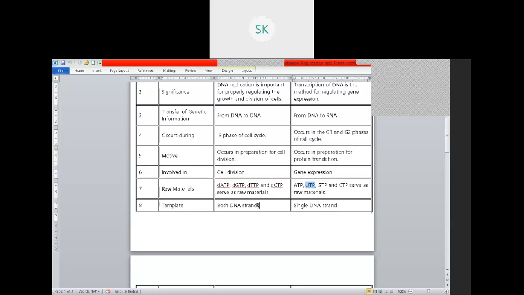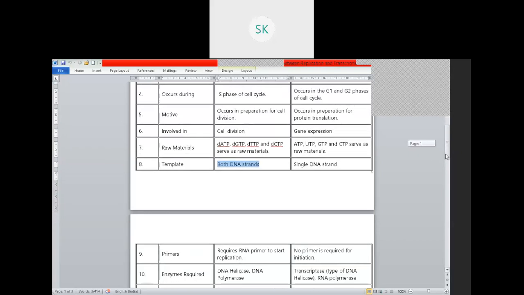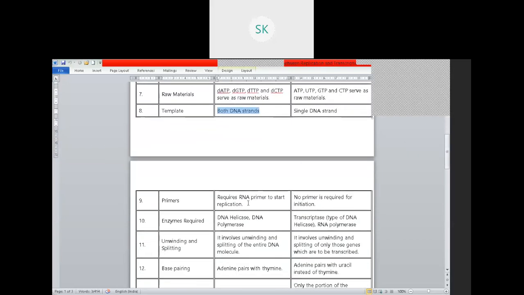And in the DNA replication process, both DNA strands will be templates. Both parental strands will be templates. But in transcription, only one strand will be the template. The other strand is not involved. Only one strand is involved in the formation of mRNA. Only a single strand will be used. And in the DNA replication process, we require a primer to initiate the replication process. But in the transcription process, we don't require any primers.